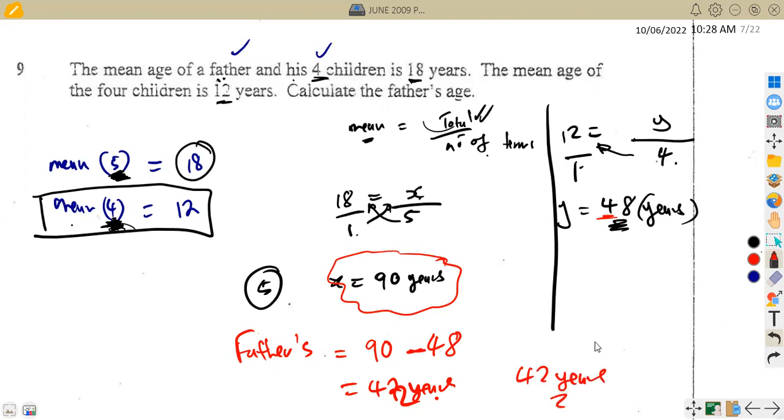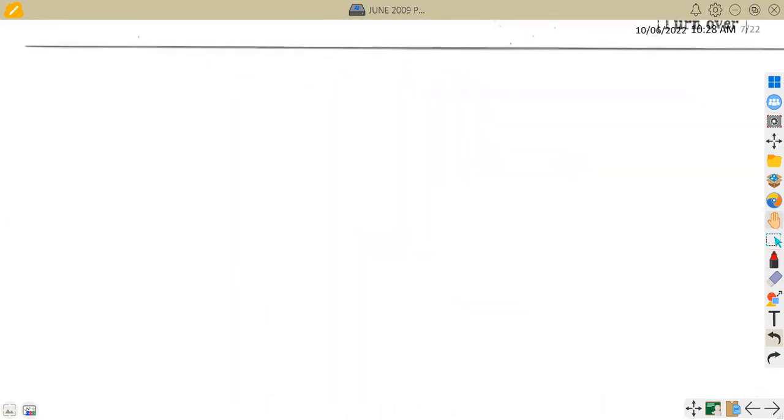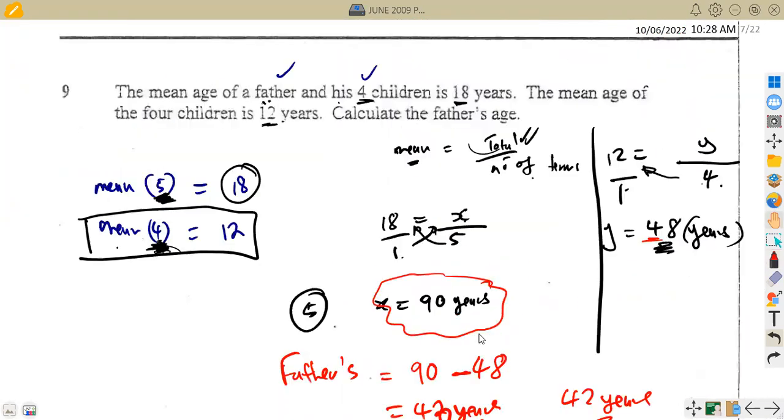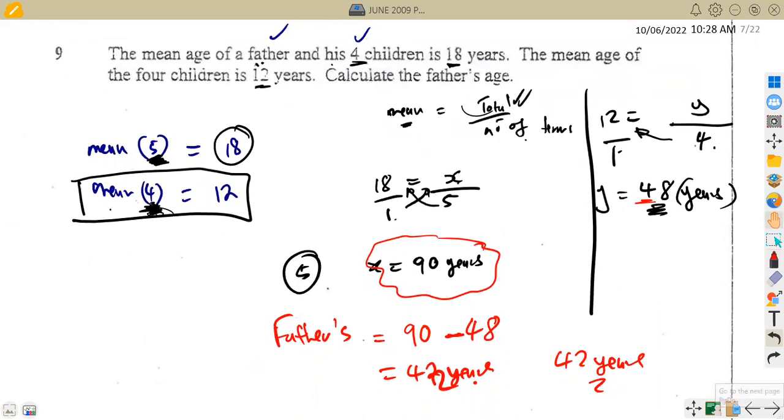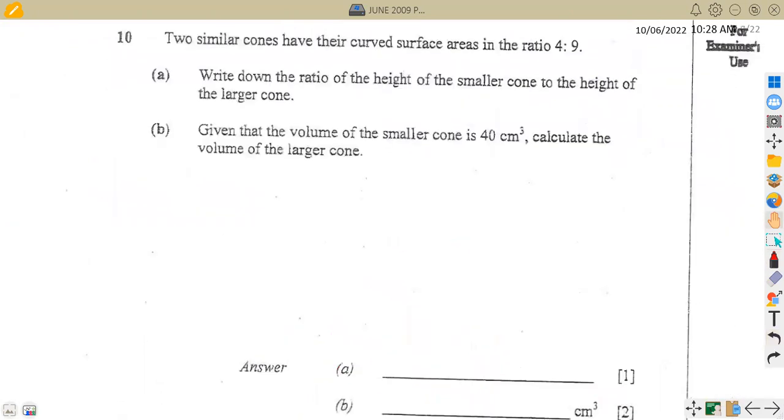Okay, so if we subtract, we're going to have 42. So that's how you simply play around this question. So guys, we have to play around this question. Understand the topics, not just the basic part, but understand everything about that topic.